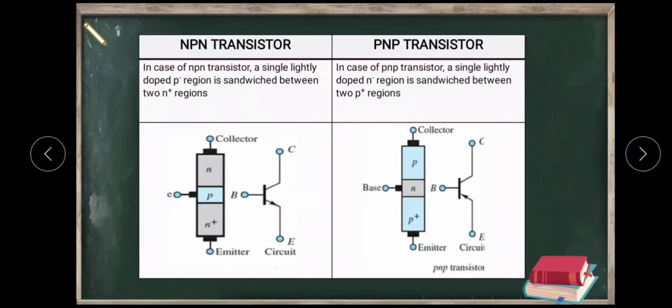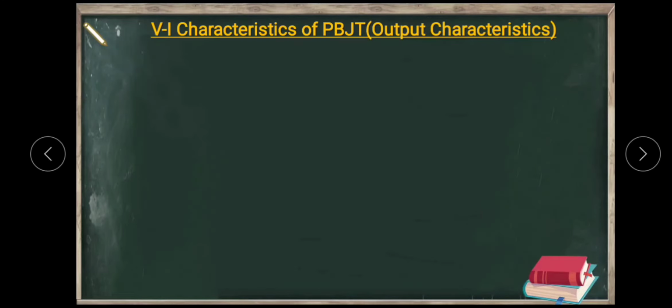Now we'll move to VI characteristics of PBJT, the power bipolar junction transistor. It is nothing but output characteristics of transistor. Output characteristics is the graph which represents the relation between collector current and collector to emitter voltage for a constant base current, that we call output characteristics of PBJT.